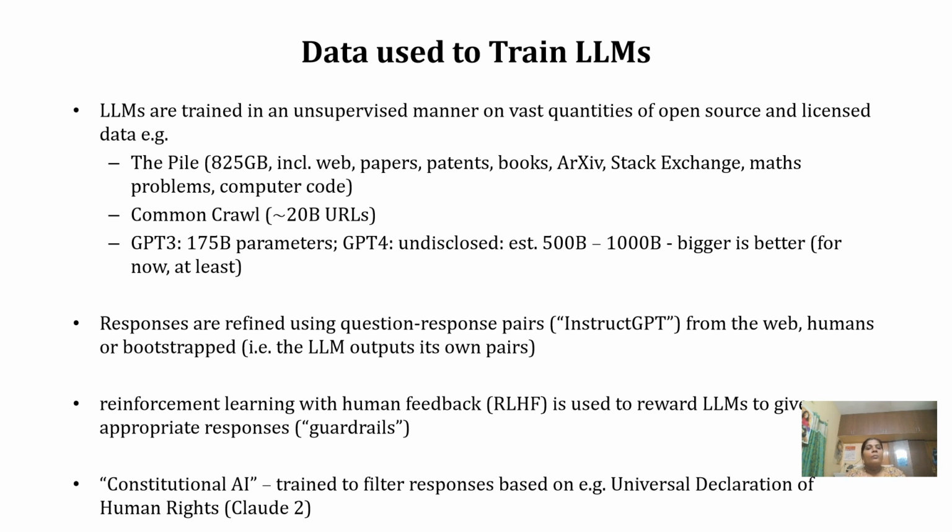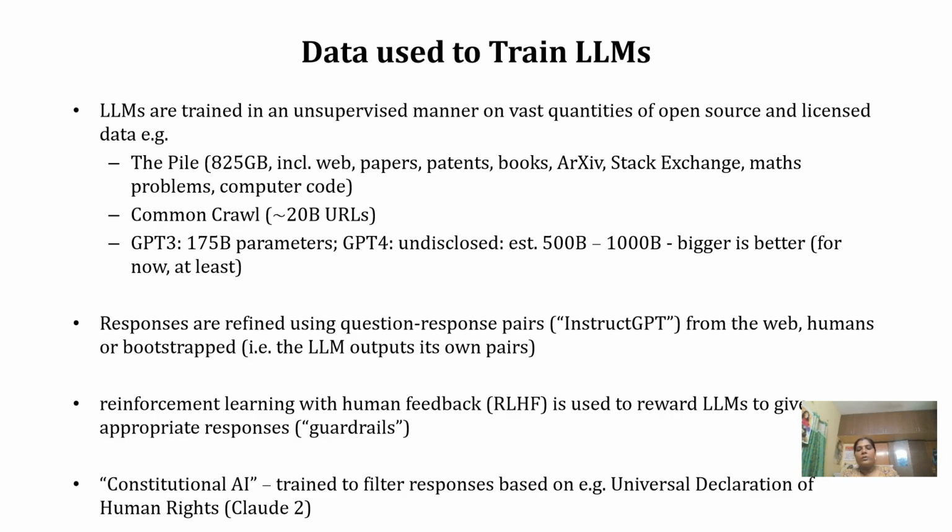So you talk about the responses that are refined using question-response pairs, and the concept behind this is reinforcement learning with human feedback, which is used to reward LLMs for giving appropriate responses. So it is self learning. It's a self-learning mechanism that has been adopted in LLMs where they get feedback based on some rewards and all that, and accordingly rank the responses and accordingly fill the next words or tokens.